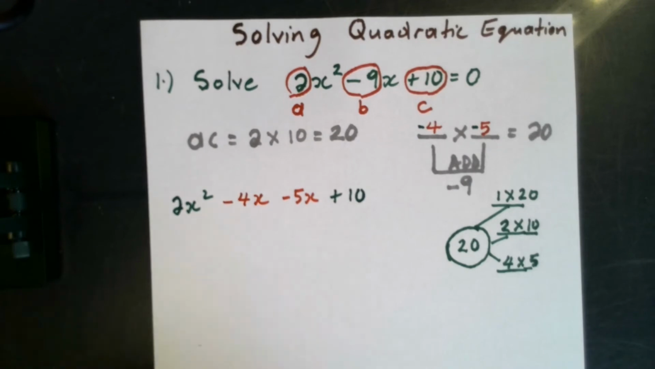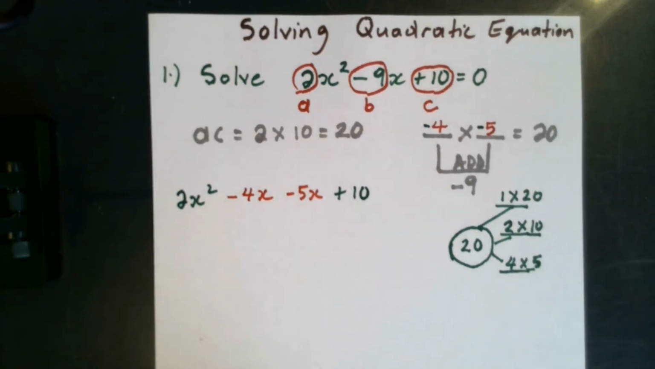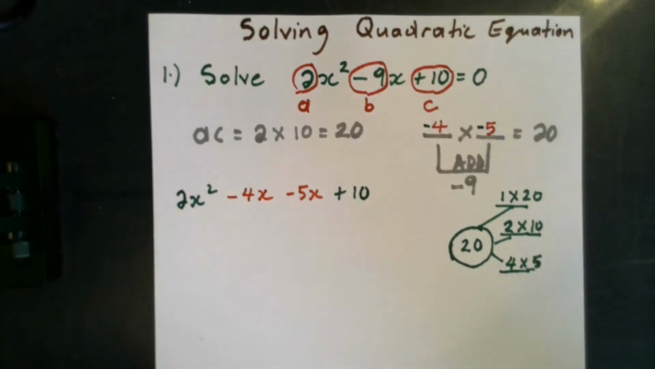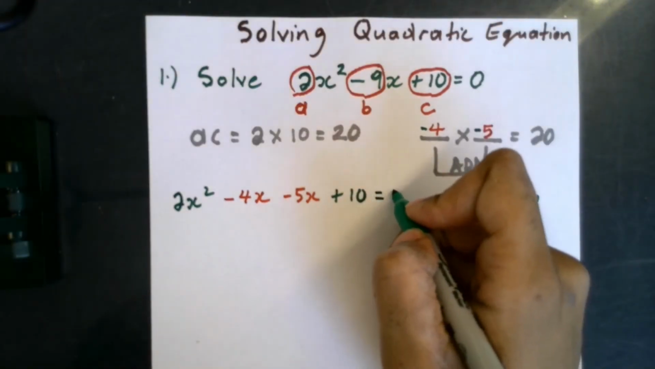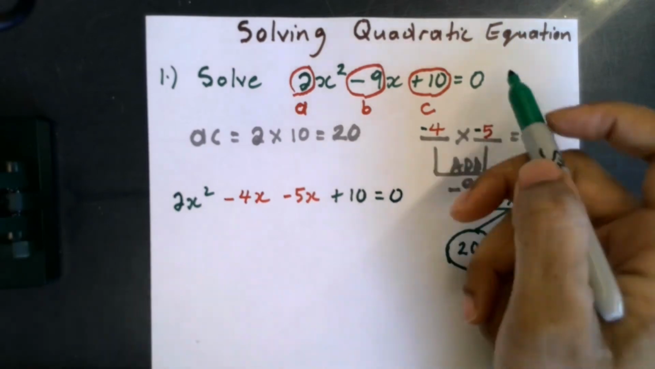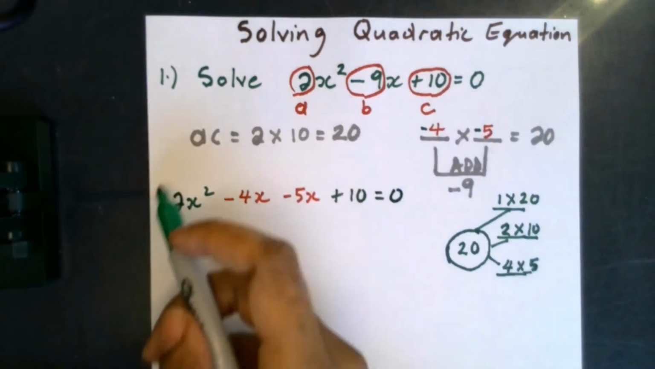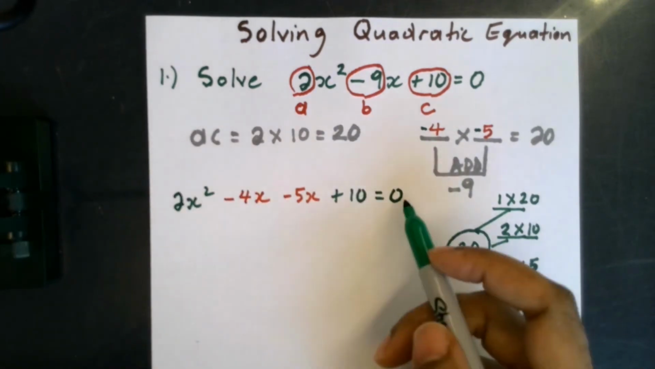And our next step is, sorry, I forgot to write equal to 0, because we are dealing with an equation. So we need to ensure that what we have here is an equation. All right.